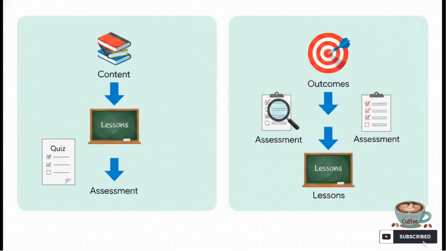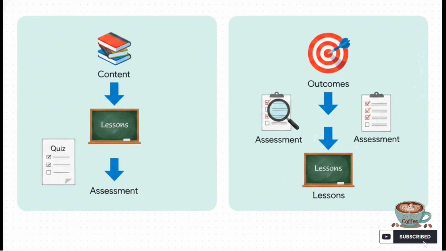So look at this stark contrast in how we sequence our planning. The traditional linear approach starts with the content, then moves to designing the lessons, and honestly, it treats the assessment as a total afterthought. You basically only find out at the very end of the unit if the students actually learned what you hoped they would.